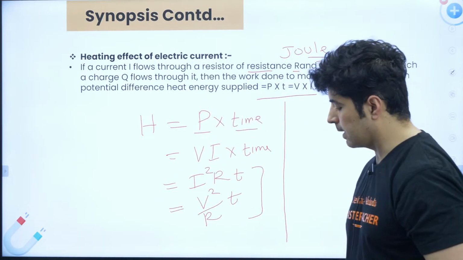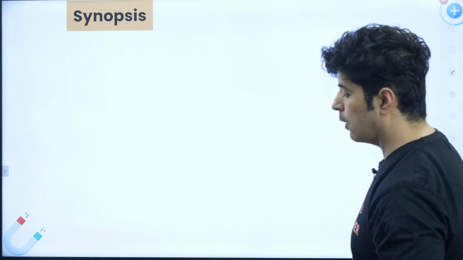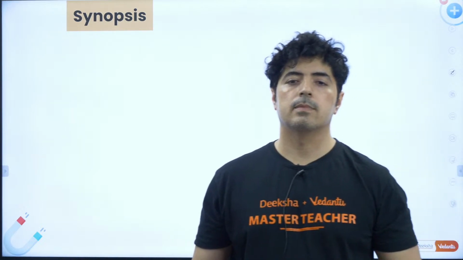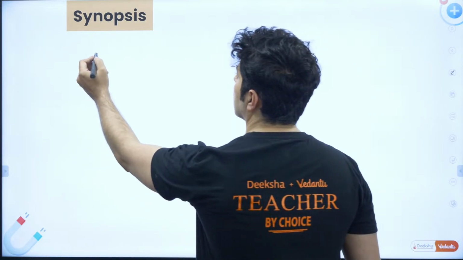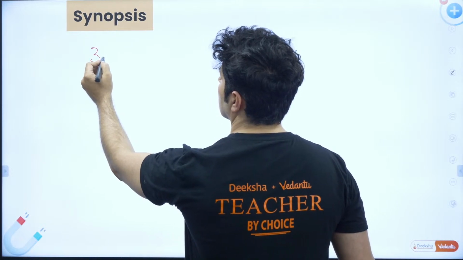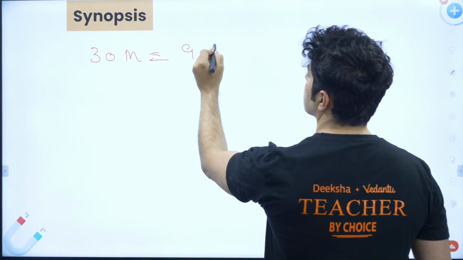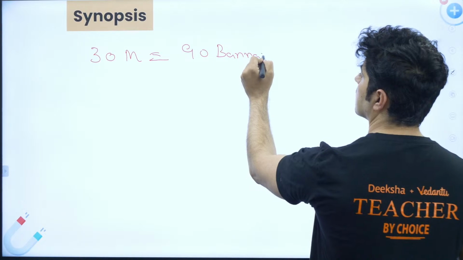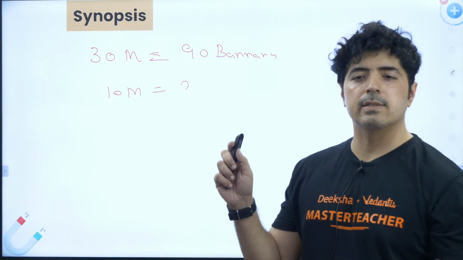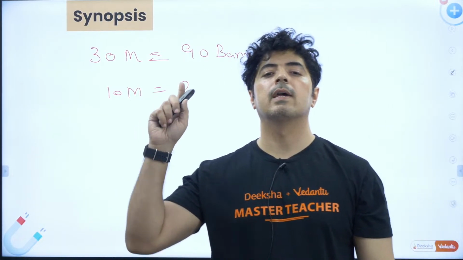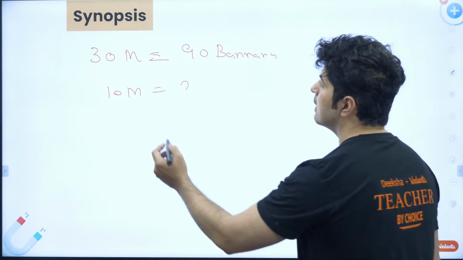Okay, so let's get back to our topic. Before going further, guys, I want to introduce you to something called the monkey problem, which will be used in solving the numericals. Let's say 30 monkeys eat 90 bananas. How many bananas will 10 monkeys eat? I know everybody can answer this, but trust me, if you can answer this, you can solve any numerical problem. Let me tell you how to do it.